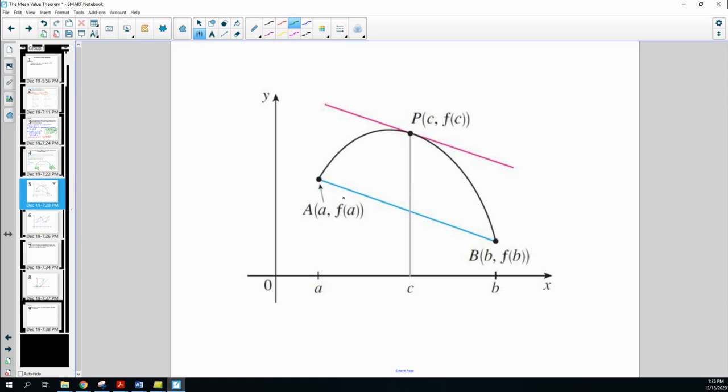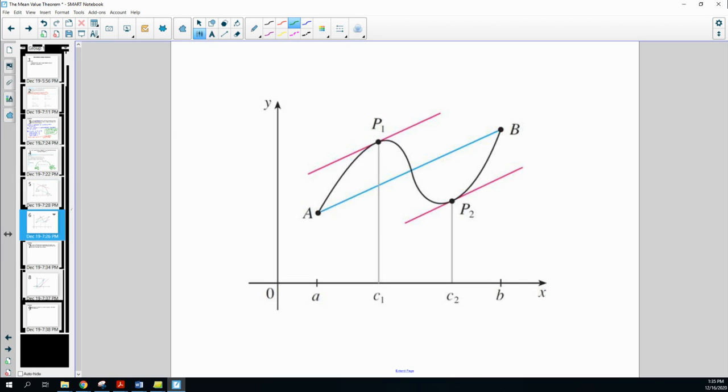Okay? It doesn't matter if they're the same or not. What matters is that the slope of the secant line is going to equal the slope of the tangent line. Okay, here's another example. Again, the blue line is the slope of the secant line. So here we have two different values of c. We have 2 points where the slope of the tangent line will equal the slope of the secant line.